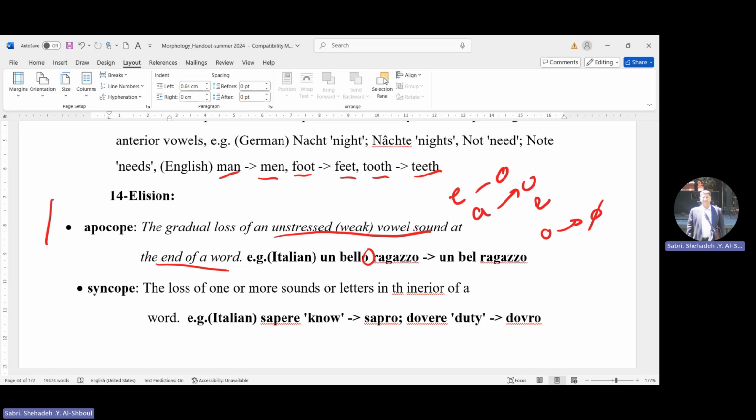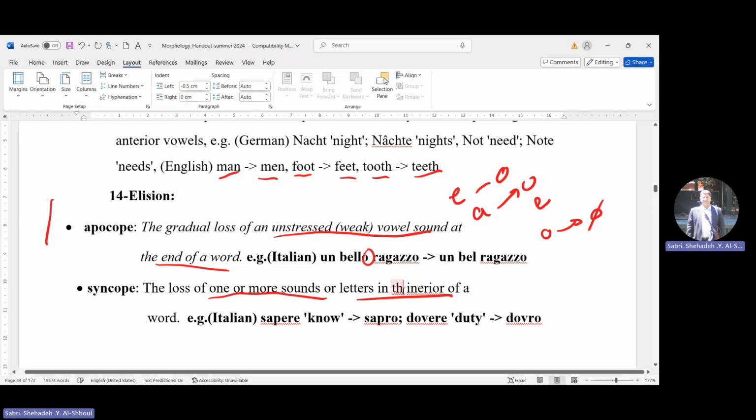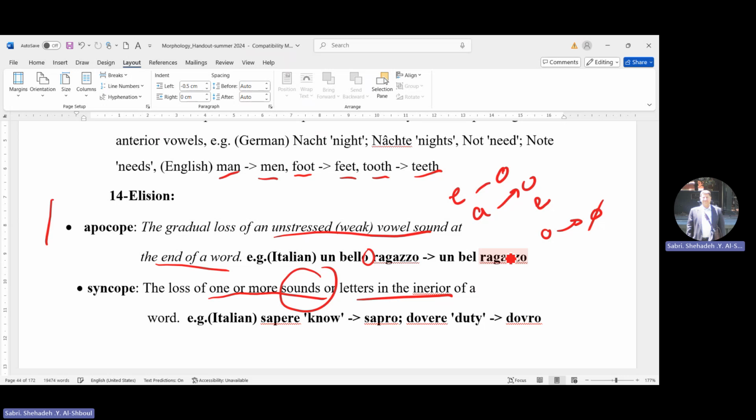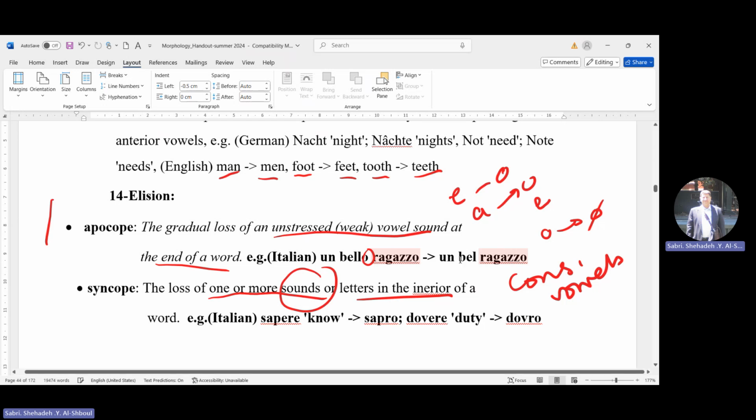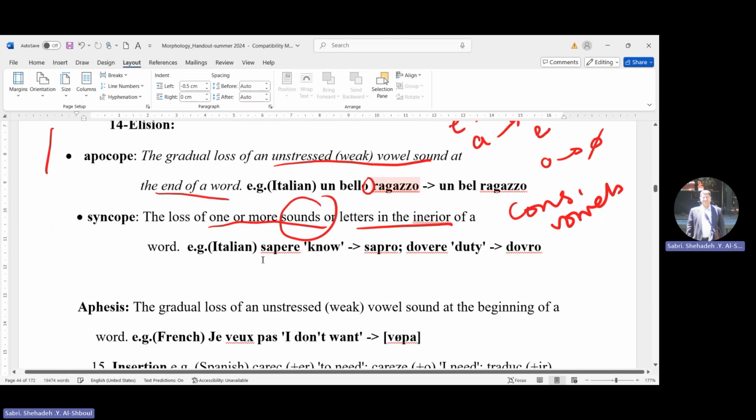So syncope is the loss of one or more sounds or letters in the interior position of the word. Here we talk about sounds. Maybe sometimes these sounds are consonants or vowels. Okay, so here in Italian, we have sapere, sapro. We have here the deletion of the e, right?